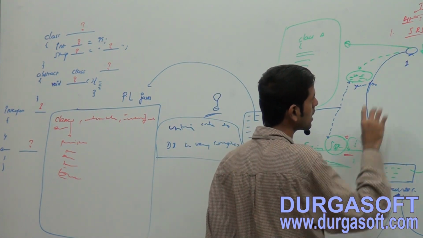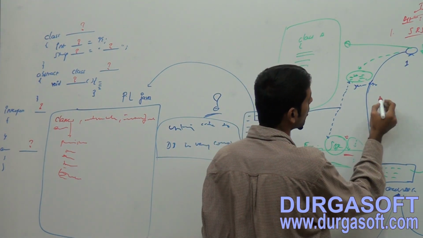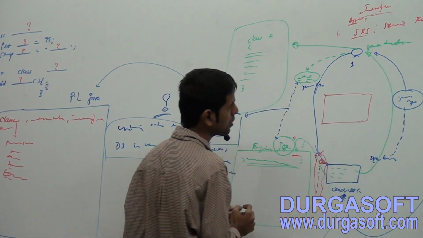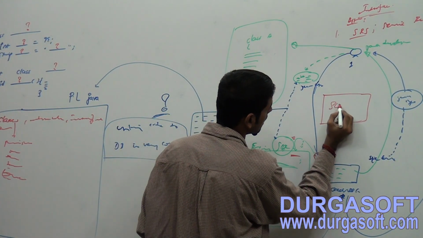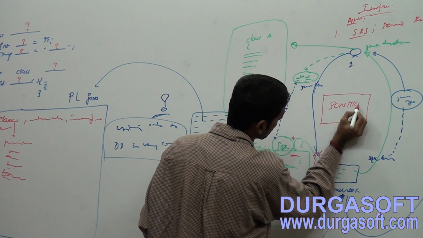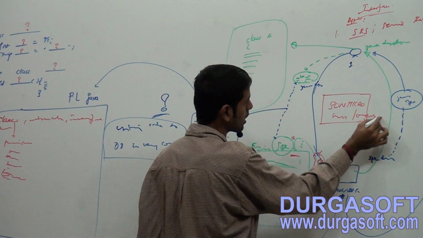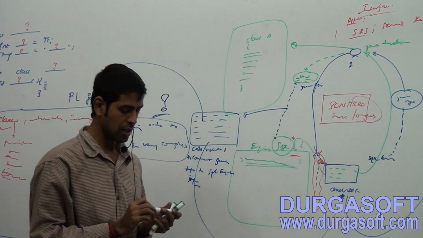So now between these two persons, one more legend is going to come here. Who is that? Sun Microsystems. Currently it is Oracle. Oracle acquired Sun Microsystems.